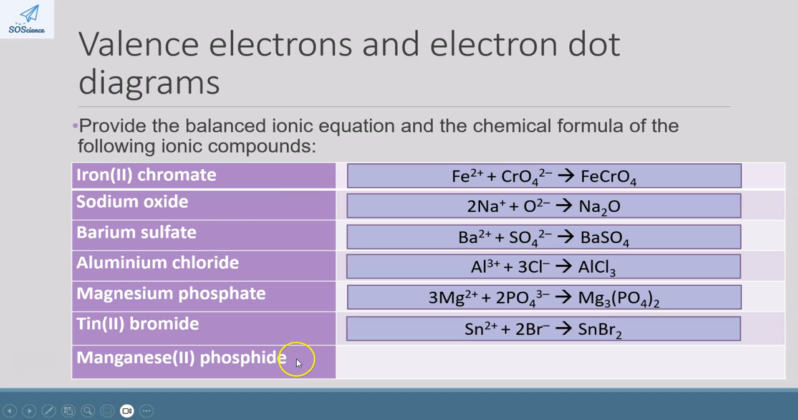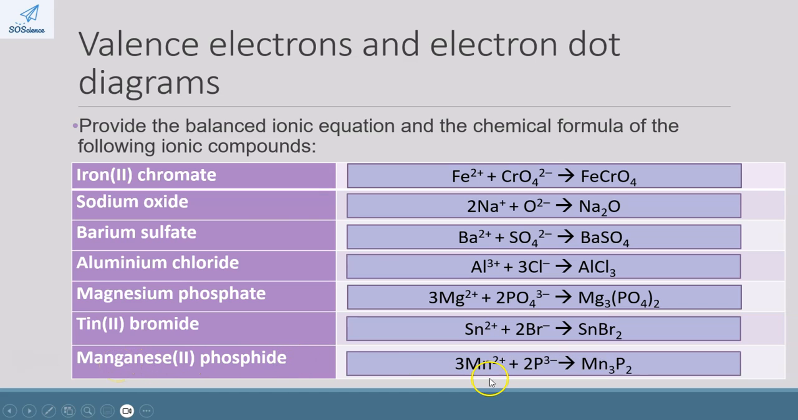Manganese 2 phosphide. Manganese is not magnesium. Manganese is its own element. It is Mn as opposed to magnesium, which is Mg. The manganese 2 ion is Mn2 plus. The phosphide ion can be derived from the periodic table. We can see where phosphorus lies, the column that it's at is in the same column as nitrogen, and those elements form the 3- ion.